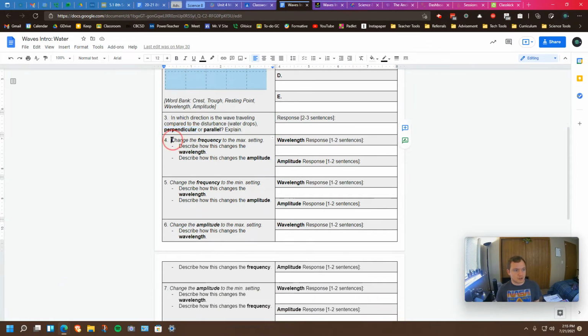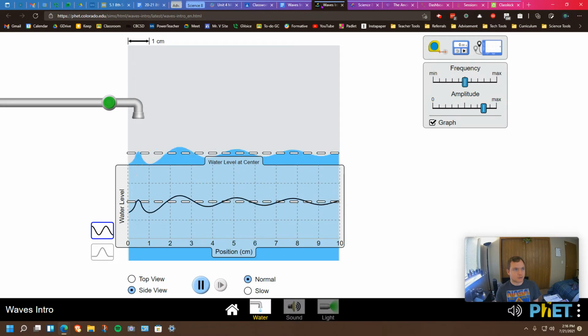Now you're going to start changing some of the settings. So in this case, it says you're going to change the frequency to the max setting, and you're going to describe how that impacts the wavelength and describe how it changes the amplitude. So it's kind of important that you remember what those two are. I talked about both in the instructional video. I find it helps as well if you turn on the slow mode. And that way when you change the frequency, you can start to see what's actually happening here.